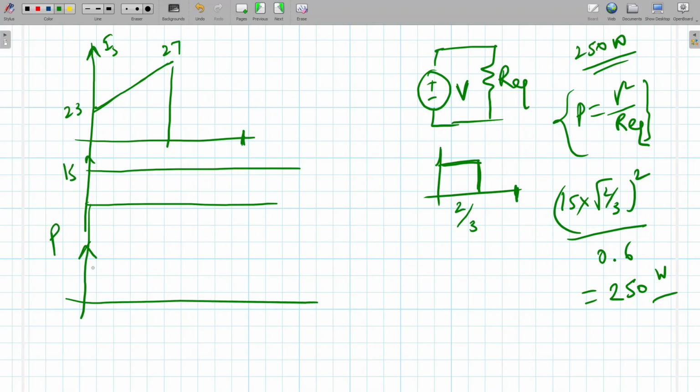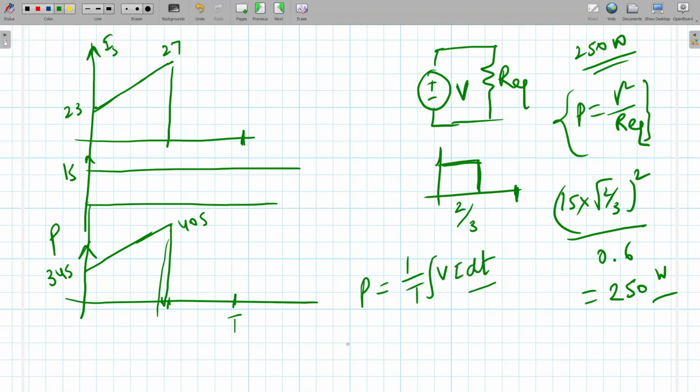So in power we can see some minimum and maximum value will come. This is how much? 15 into 23. Can anyone tell how much? This will be, I think, 345. And maximum will be 405. And this is the total time period. So P is equal to 1 by T into the integral of VI dt. So we can say 1 by T into area.